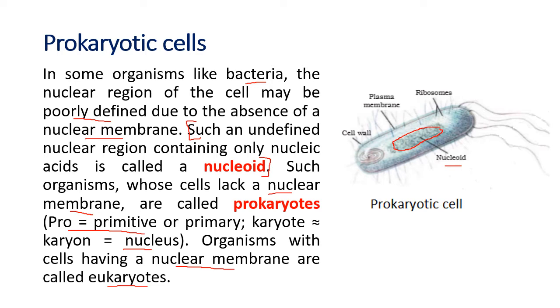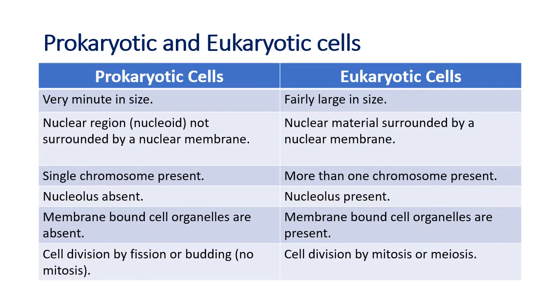Here we have a prokaryotic cell with a cell wall, the outer boundary, the plasma membrane. There are few ribosomes and other organelles, and a nucleoid, meaning the nucleus is not well developed. So such a cell is called a prokaryotic cell, which was different from the cells we saw previously. So we have listed the main differences between a prokaryotic cell and a eukaryotic cell. This is very minute in size. Eukaryotic cell is fairly large in size.